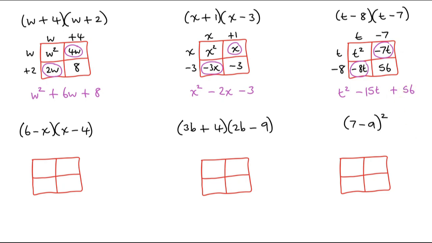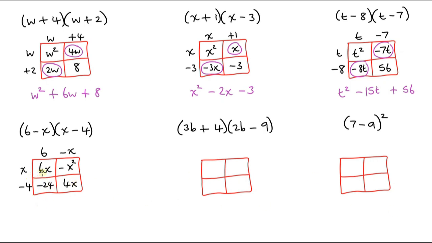Okay, hopefully you're getting on well so far. So question number 4, we've got 6 minus x, and then we've got x minus 4. 6 times x is 6x. X times negative x is negative x squared. 6 times negative 4 is negative 24. And negative 4 times negative x is positive x. Oh, sorry, not positive x to the 4th. It's positive 4x.